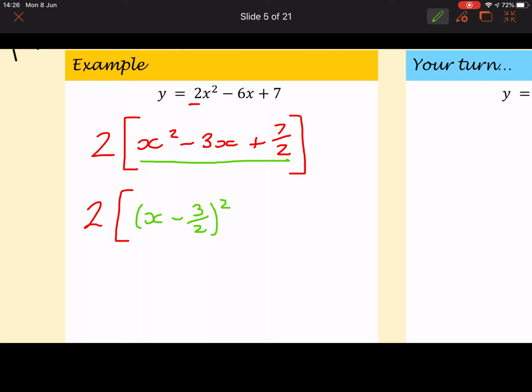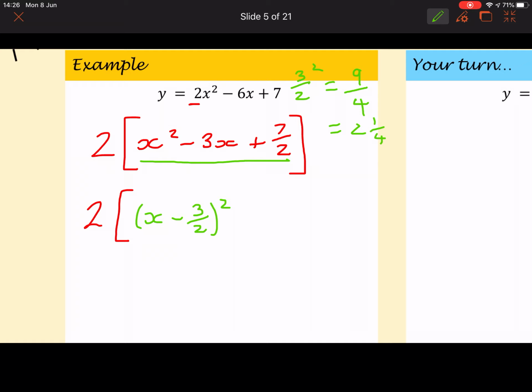The most common mistake here is you forget to halve this because you think you've already halved it. But that original halving wasn't to do with completing the square. So this is here where we complete the square and we halve it. Now 3 over 2 times 3 over 2, let's just do that up over here out of the way. 3 over 2 squared will give me 9 over 4, which is the same as 2 and a quarter.